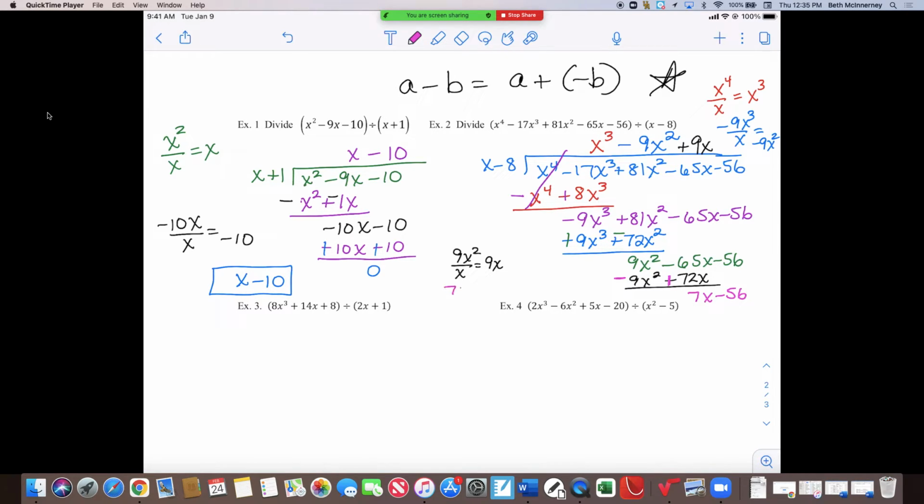Then I take 7x over x, which is a positive 7, so I'm going to put a plus 7. And that's 7x minus 56, which is remainder 0. So my answer, and I'm going to erase this in a moment, the answer is x cubed minus 9x squared plus 9x plus 7. And there's no remainder on those first two. Kind of tried to start us gently with no remainders, and then we'll build into our remainders.